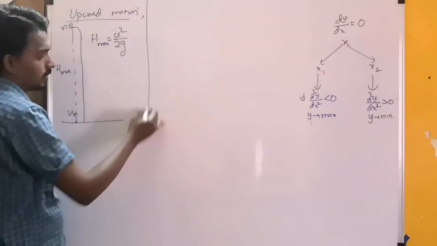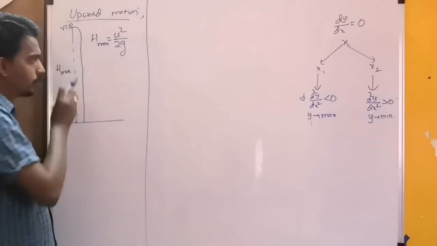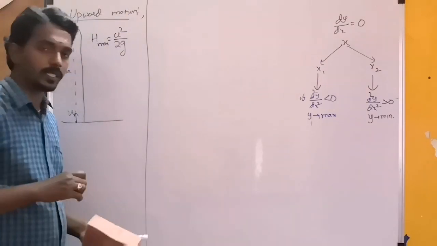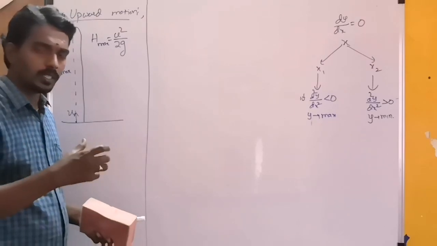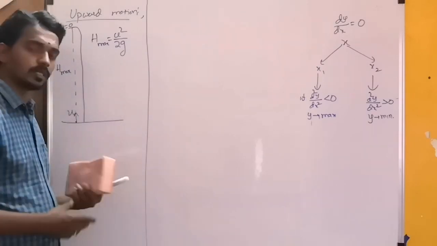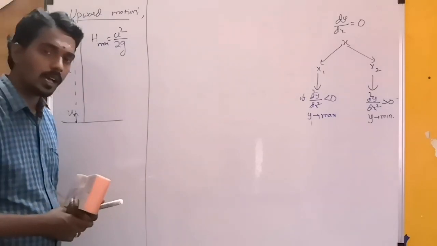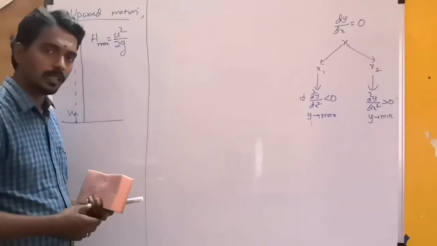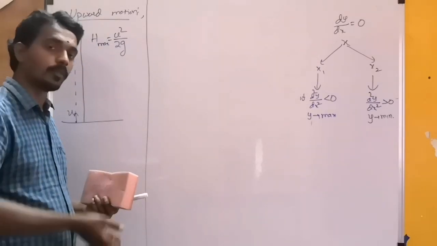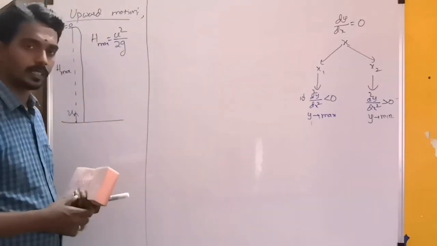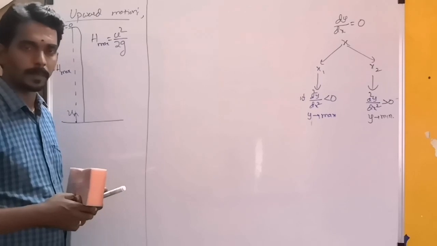So here the question is: what is the maximum height reached by the particle which is thrown upward with initial speed u? What is the maximum height reached by the particle when you throw it upward with an initial speed u? That is the question, right?